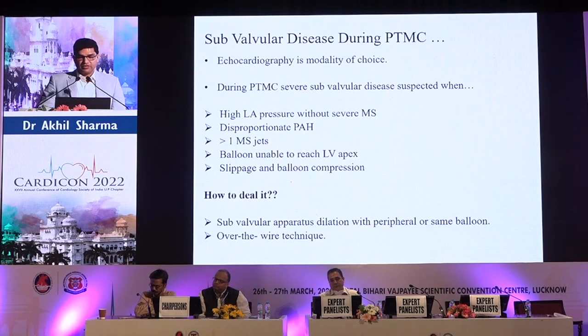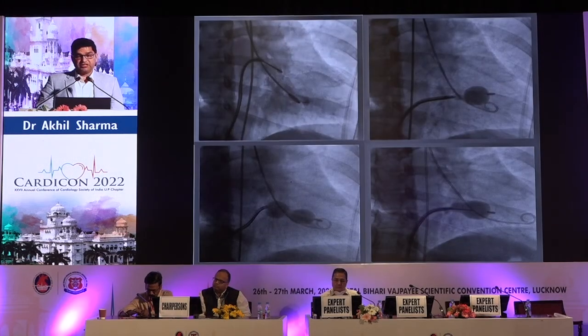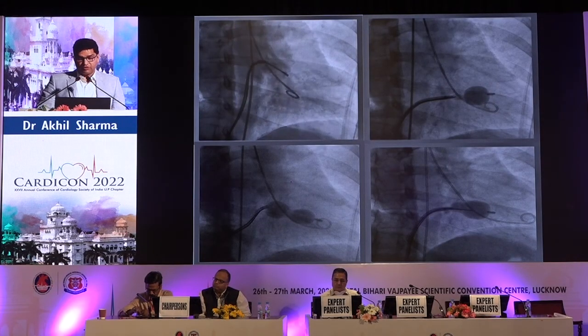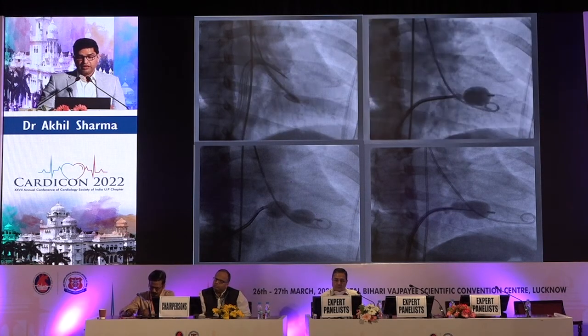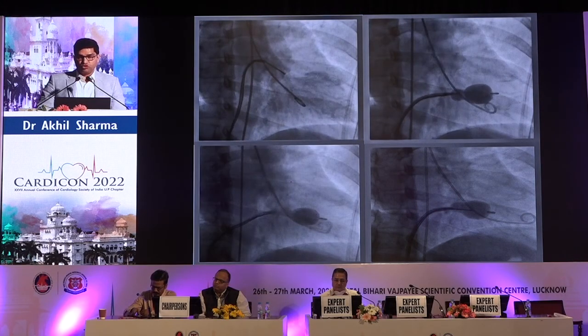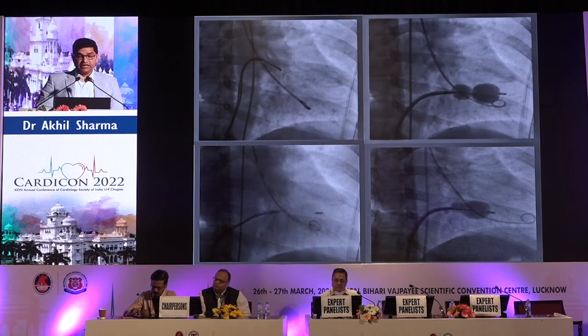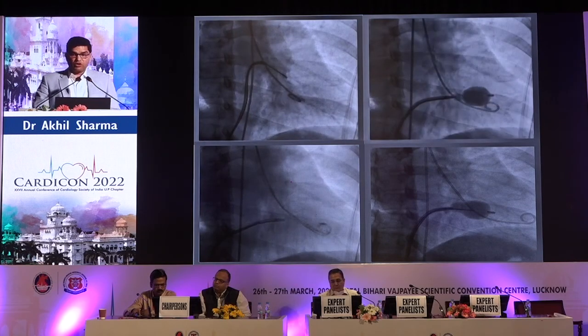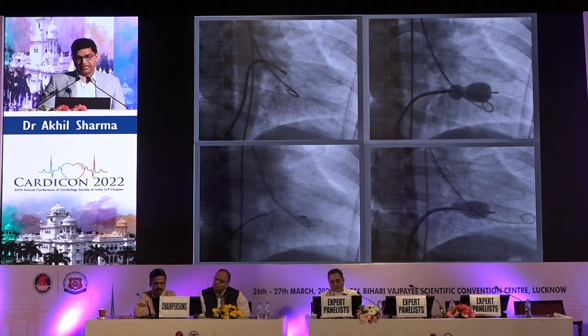Again, the problem with subvalvular disease. With subvalvular disease, usually we cannot achieve a good result. We can cross our balloon, but are unable to pass the balloon to the apex. Whenever you suspect severe subvalvular disease, sometimes you need to cross the balloon with the help of the over-the-wire technique, sometimes use extra support, and sometimes it may be required to use a peripheral balloon first to dilate the subvalvular system and then dilate the valve.